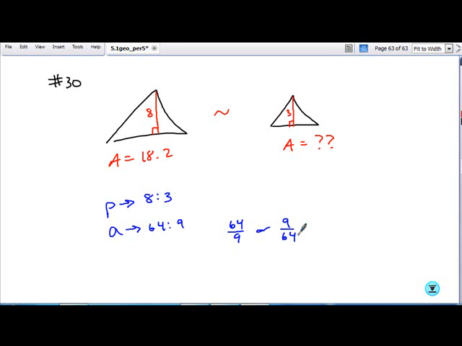Okay, so in this question, it's asking you what's the area of the smaller triangle. So we need our area to get smaller. Can 18.2 get smaller by multiplying by 64 over 9 or 9 over 64? Right, so to find this area, if you take 18.2 and you multiply it by 9 over 64, you'll get your solution. And so if we do that math, 18.2 times 9 divided by 64, you get approximately 2.56. And the units are inches squared. And so that's how you can find what that's equal to.